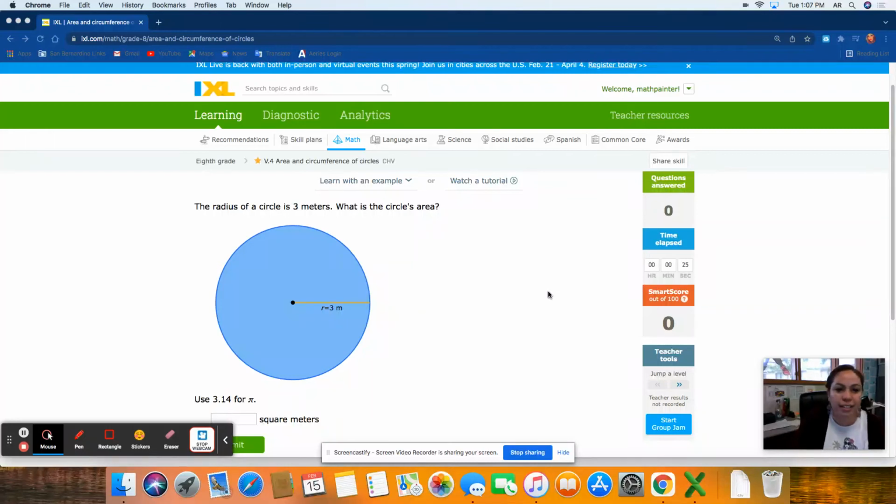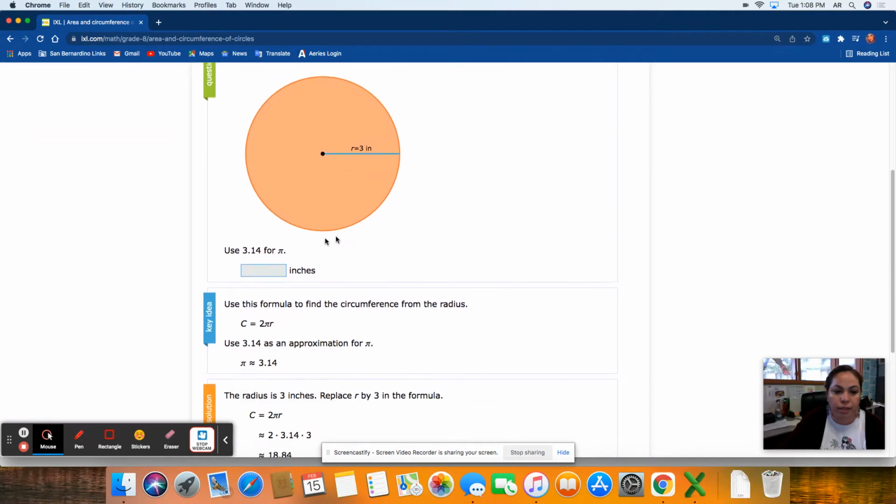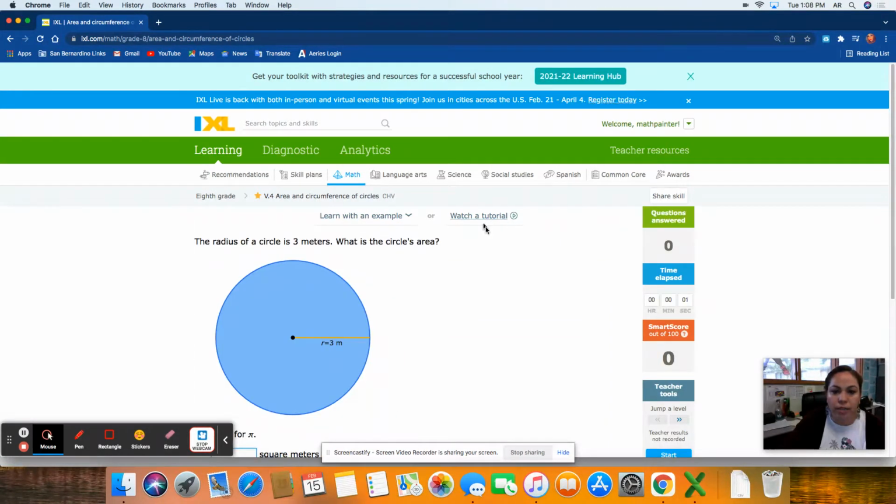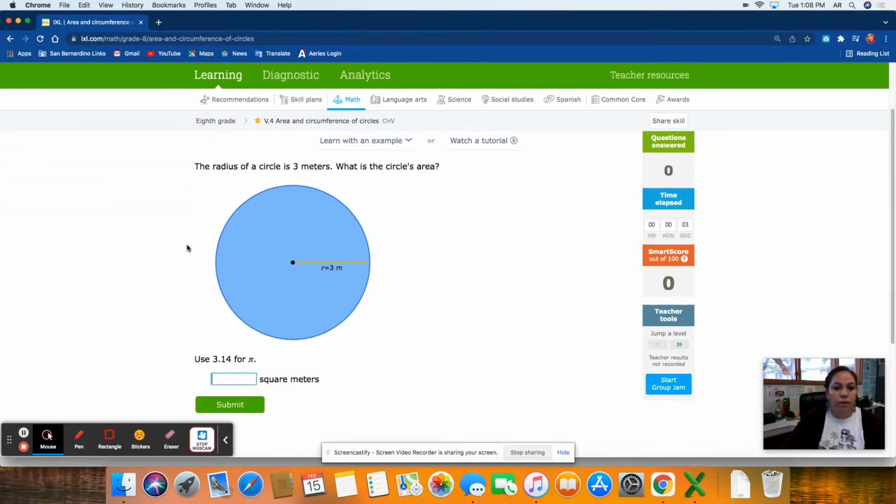All right, class, this is a tutorial about area and circumference of a circle. First things first, what you can do is actually learn with the example, and it gives you an example on the IXL. The next part you can learn is watch a tutorial. So for the first question, the radius of a circle is 3 meters. What is the circle's area?